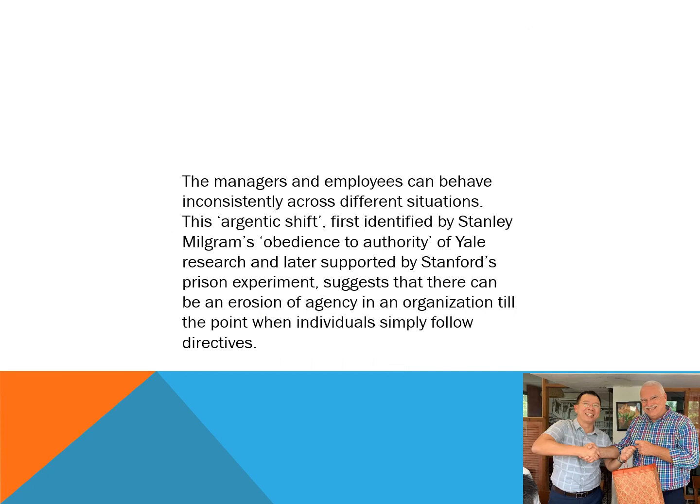The managers and employees can behave inconsistently across different situations. This is called the agentic shift and was called that by Stanley Milgram, obedience to authority from Yale, and later supported by a prison experiment. It suggests that there can be an erosion of agency in an organization to the point when individuals simply do what they're told. They don't think about it, they don't question it. It's almost like a military battlefield.